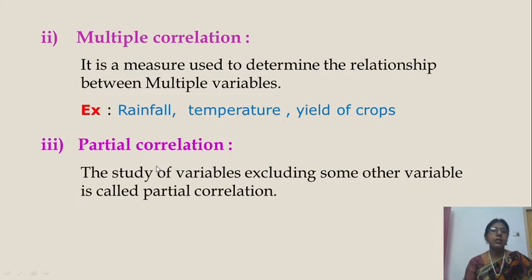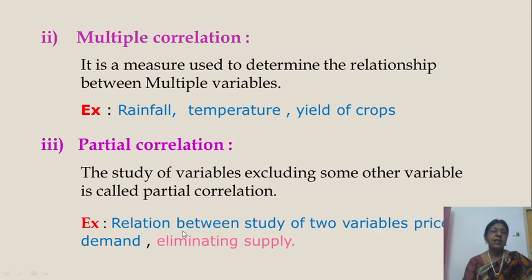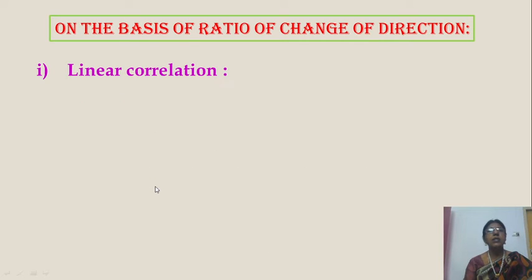Partial correlation: the study of variables excluding some other variable is called partial correlation. Suppose we take three variables like price, demand, supply. We are talking about only price and demand and eliminate the supply, then it is called partial correlation.